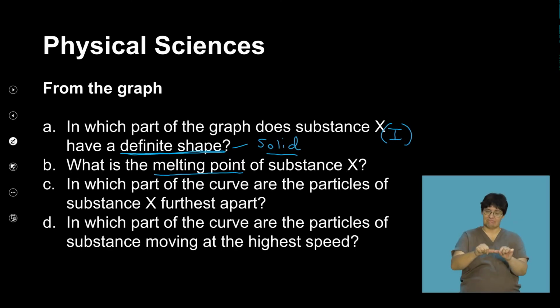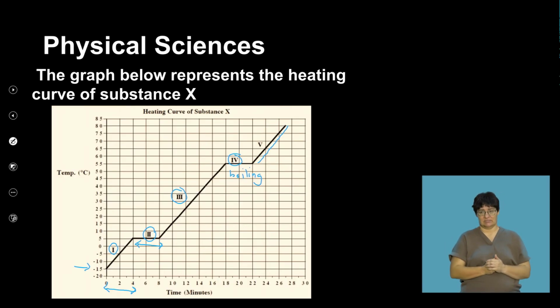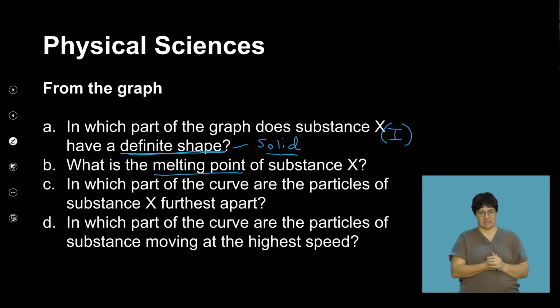So if we go back to the graph, you'd understand that between the 4th and the 8th minute, that's when there was a phase change, and this happened at a temperature of 5 degrees Celsius. So 5 degrees Celsius is the melting point. But the question says, what is the melting point? So we simply read it off from the graph. The temperature at which that phase change took place is 5 degrees Celsius, okay?